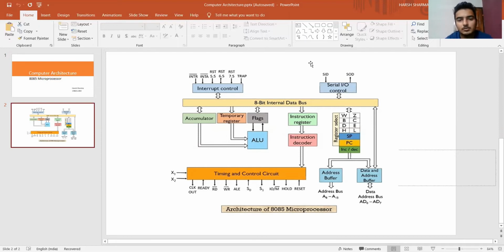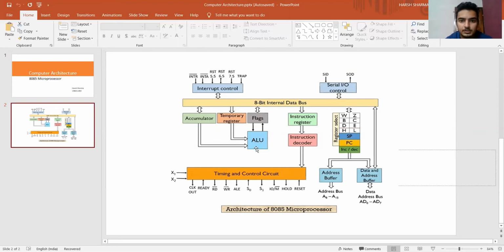After that we have the data bus. The data bus carries the data from memory to the microprocessor, and its size is 8-bit. Then the control bus: in a microprocessor we need to read or write, so the control bus is used to read and write data, and its size is 8-bit.